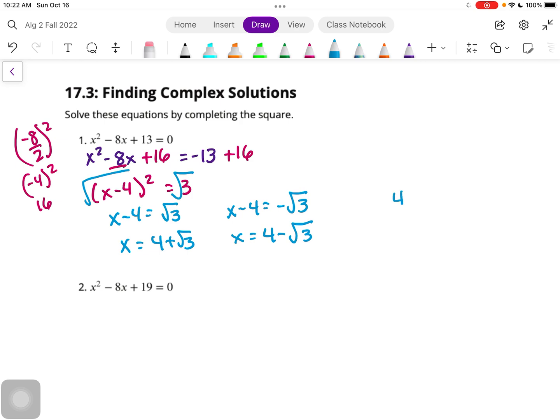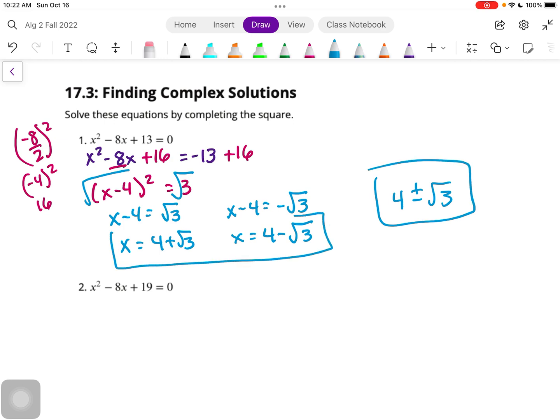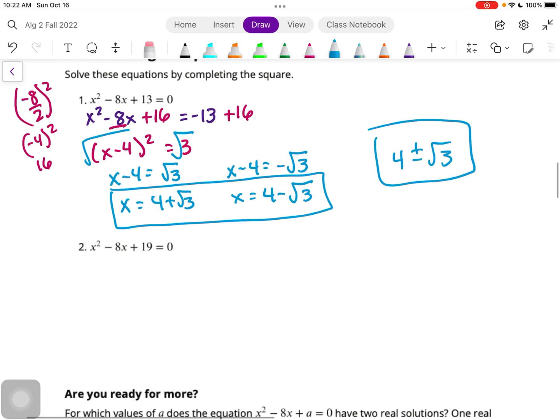You can write that as 4 plus or minus the square root of 3. Either one of those is an acceptable way to write the answer. All right, now we're going to take a look at the second one. We're going to do the same thing, but this time, instead of it being 13, we're going to subtract 19 from the other side, or from both sides.